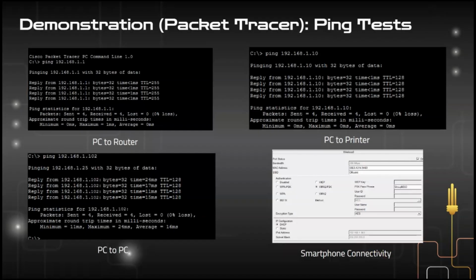Now for the ping test. We wanted to show that the network is fully functional, so we ran 3 ping tests from a PC, one to the router, one to the printer, and one to another PC. As you can see, the ping test to the router confirms that the PC can reach the gateway and the router interface, and switch link are working correctly.